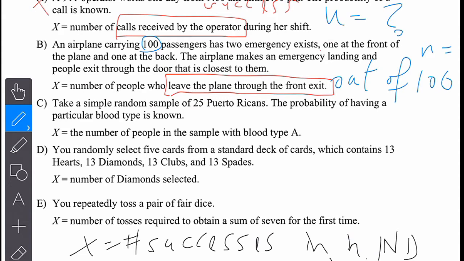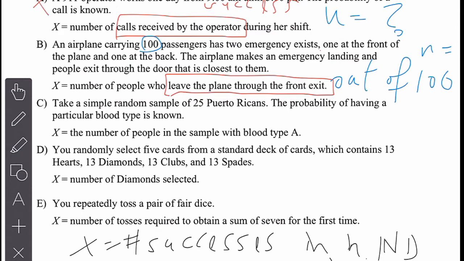but in fact, when you think about it, the p would be different for people who are closer to the front exit than people who are further away from the front exit, right? The people closer to the front exit would probably be more likely to exit through the front exit, and the people further away would probably exit through the back exit. So the way it's laid out, the success is front exit and the failure is back exit. We don't have the probabilities for this.